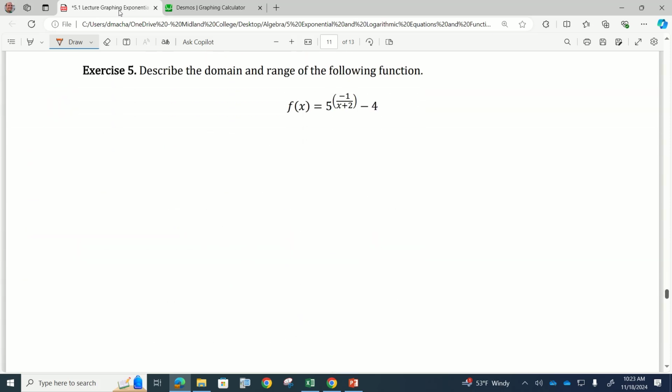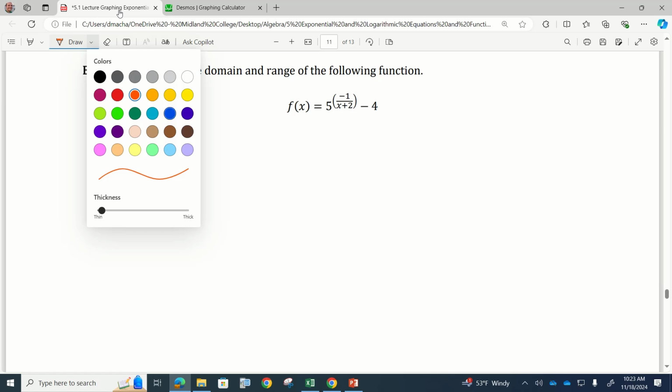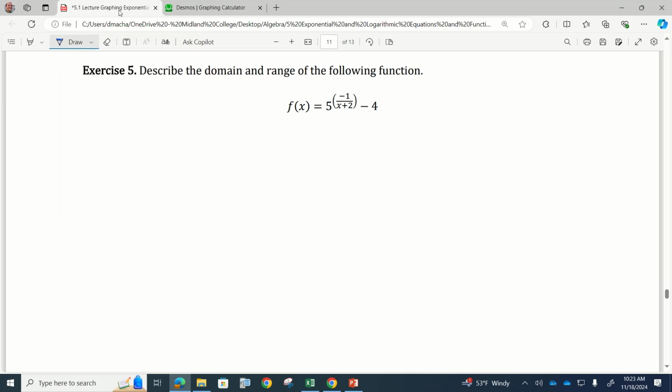Okay. This is a little tricky. This time my function is 5 raised to the power of -1 over x plus 2, minus 4. Okay, so the function 5 raised to the x minus 4, that would have every real number in the domain. So -1 over x plus 2, it could be any real number.